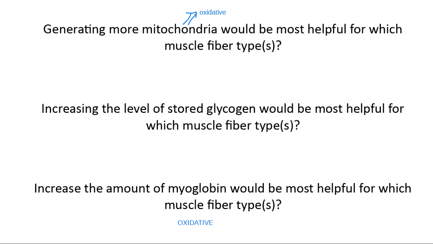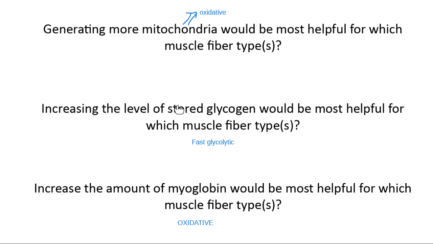Yeah, exactly. And hey, with the glycolytic kind, we only have one, right? So stored glycogen, the way I break that down is using glycolysis. So if I give you more glycogen, that's going to help you if the way you make energy is using glycolysis. So for these questions where it asks you to predict, gotta love those predict questions, right?